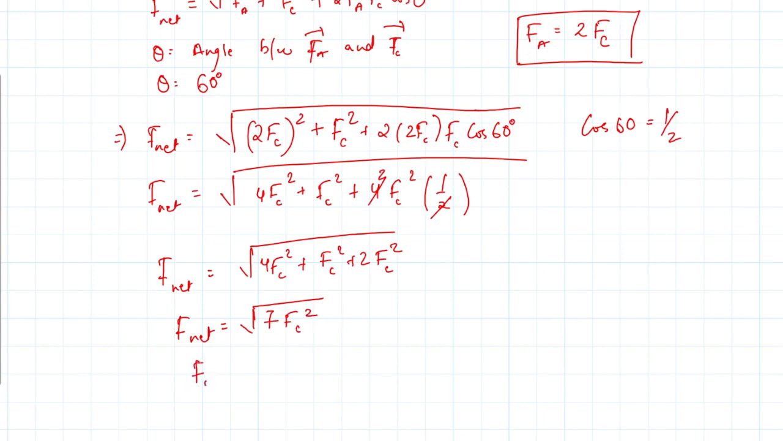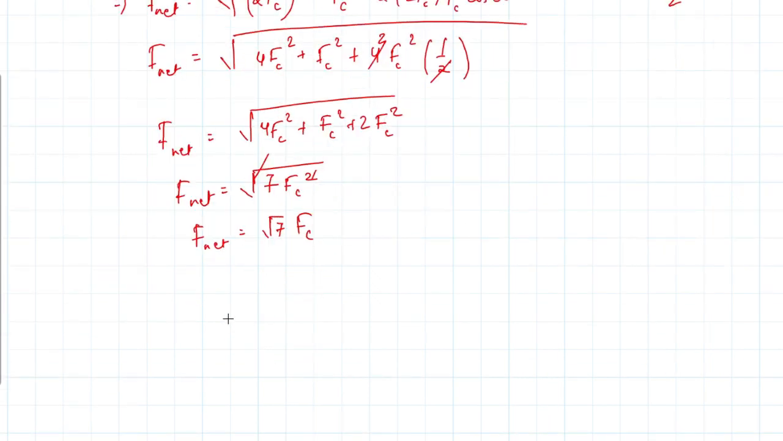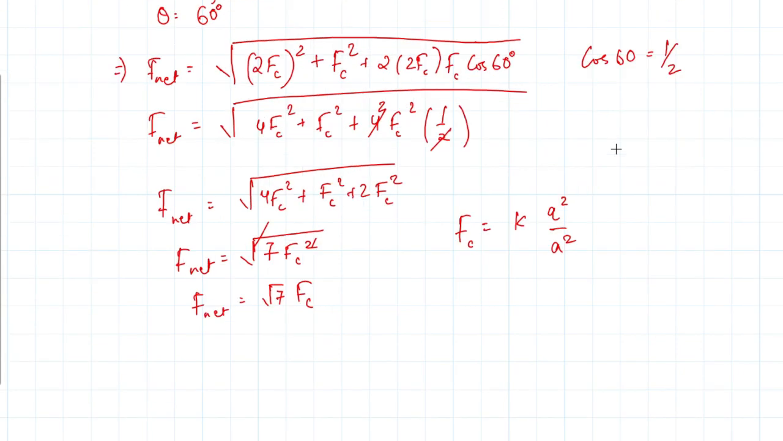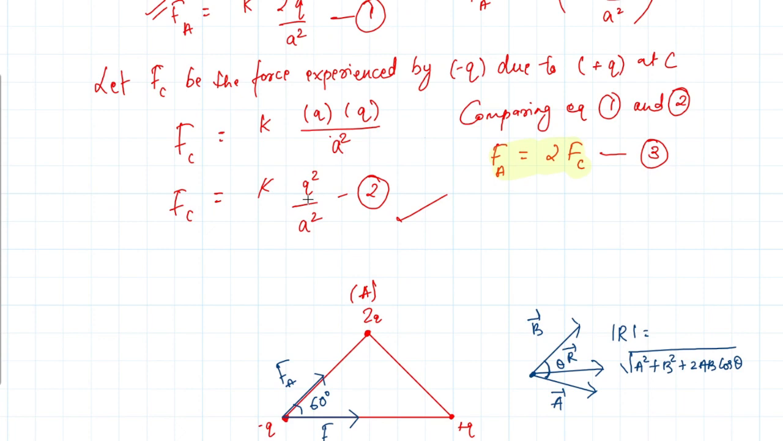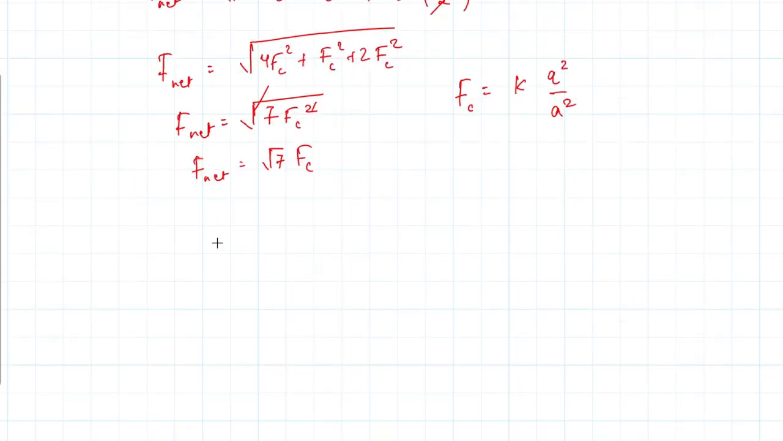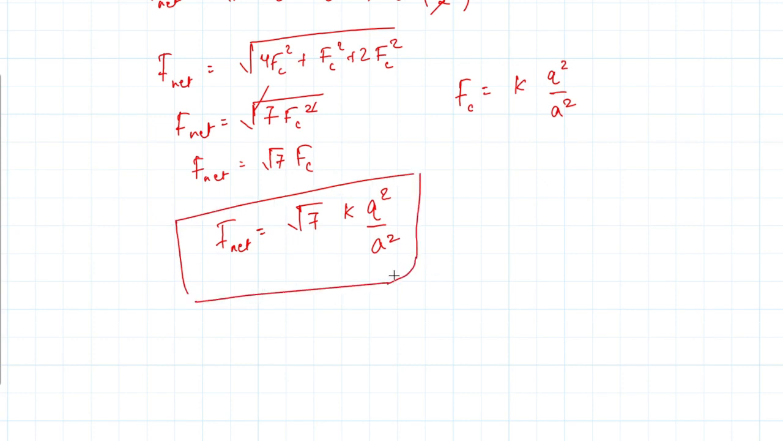So then we have F net, where the square and the square root get cancelled out for Fc, and only root 7 will be there, and Fc will come out from the square root. Again, the Fc equation we already know, this is k q squared by a squared, from, I guess, equation number 2. Yes, Fc is equation number 2, k q squared by a squared. If I put the value of Fc in this net force equation, this will be root over 7 k q squared by a squared. This will be the final answer for the net force.